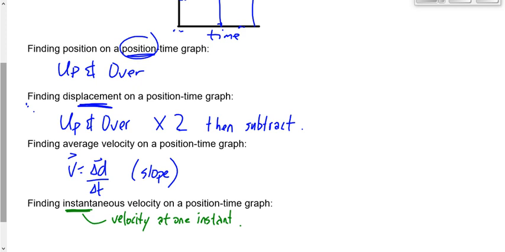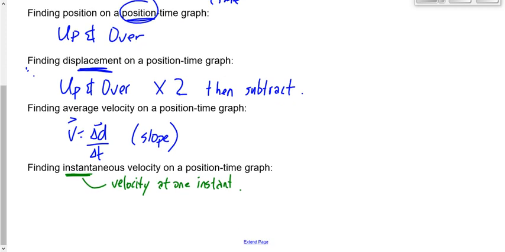And the good news is that if we have a straight line, then the instantaneous velocity will be the same as the average. Now, we're going to see tomorrow situations where it's not a straight line. But if it is a straight line, and that's all we're going to deal with today, then we say the instantaneous velocity is the same as the average.